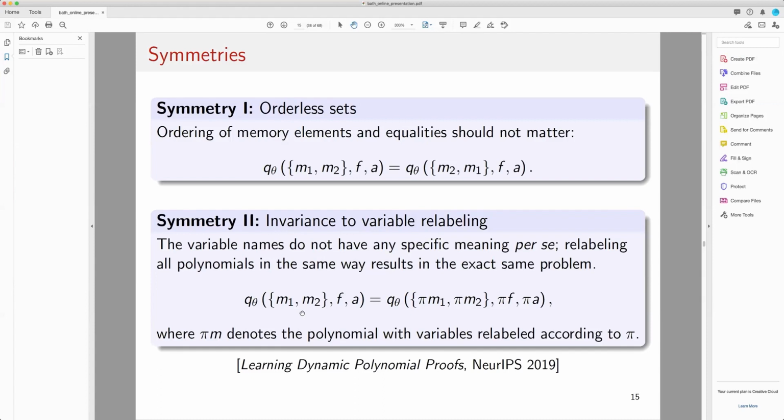Now, for the network, it can treat these basically as different instances, but that's very inefficient, and that can lead to very slow learning. So we took into account the fact that if you apply a permutation to all the elements in the memory that you have, the function that you want to prove, and the action, then you have to have exactly the same Q-value function. Okay.